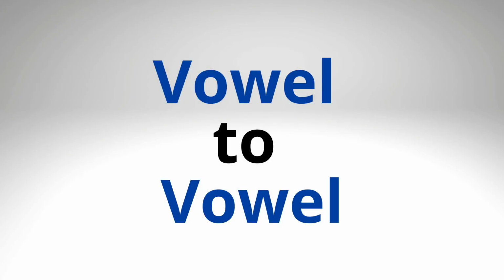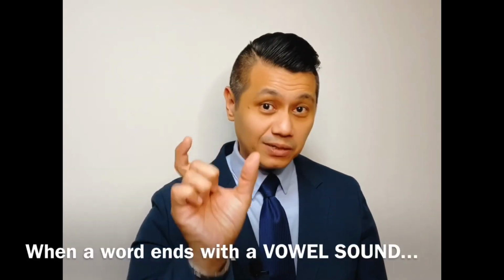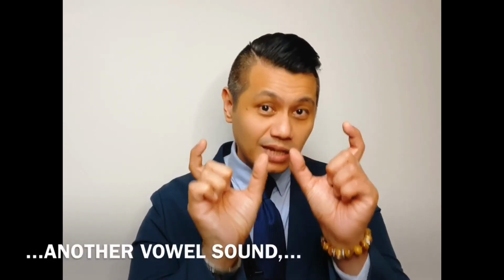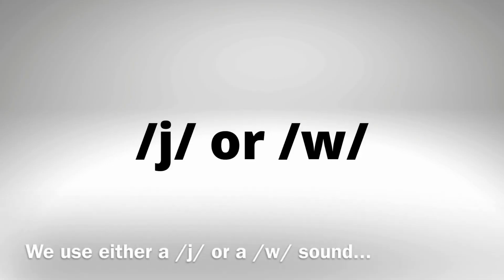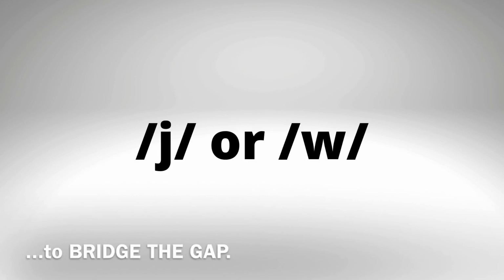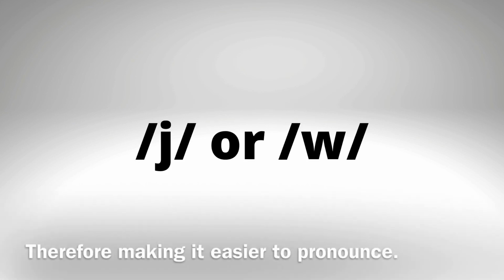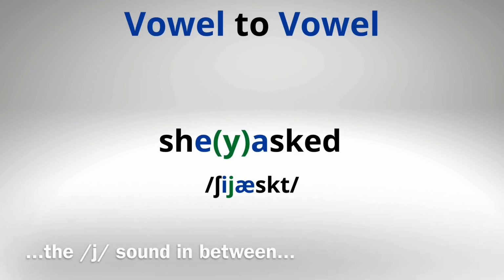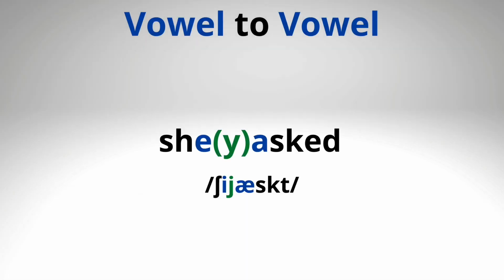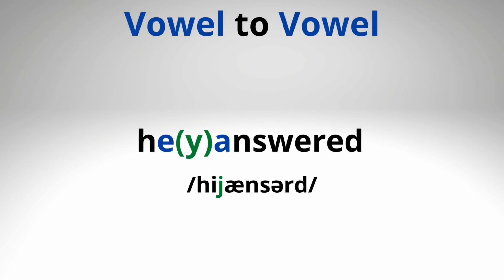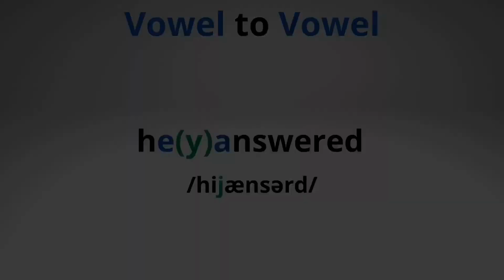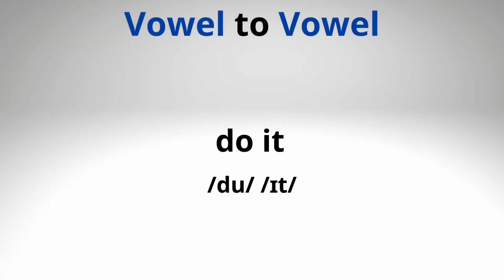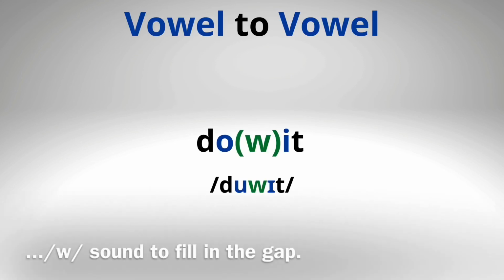Vowel to vowel. When a word ends with a vowel sound and the next word begins with another vowel sound, we use either a y or a w sound to bridge the gap, therefore making it easier to pronounce. So, instead of saying she asked, we can insert the y sound in between to make it sound smoother. She asked. She asked. He answered. He answered. This time, let's use the phrase do it and insert the w sound to fill in the gap.